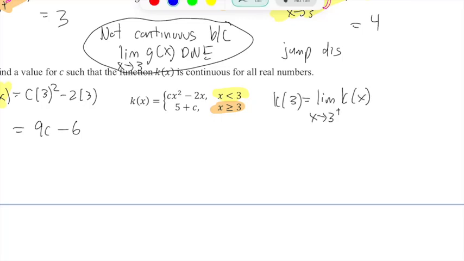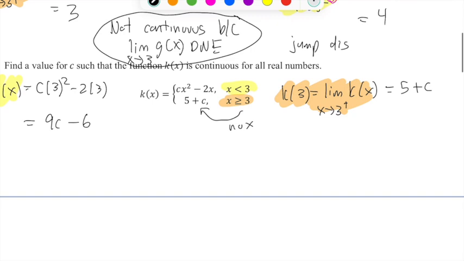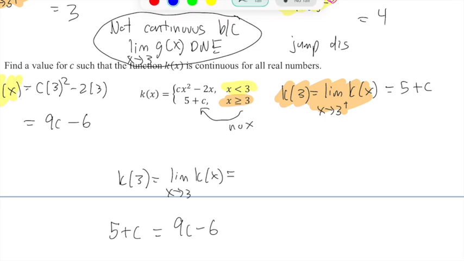And please, please, please do not plug in 3 here. We're going to substitute x equals 3. There is no x to plug in, so this is just going to be 5 plus c. Okay, now, again, both of those should be equal if you want it to be continuous. Let me just write that. We're going to write k of 3 is equal to the limit as x approaches 3 of k of x. And let's substitute in.